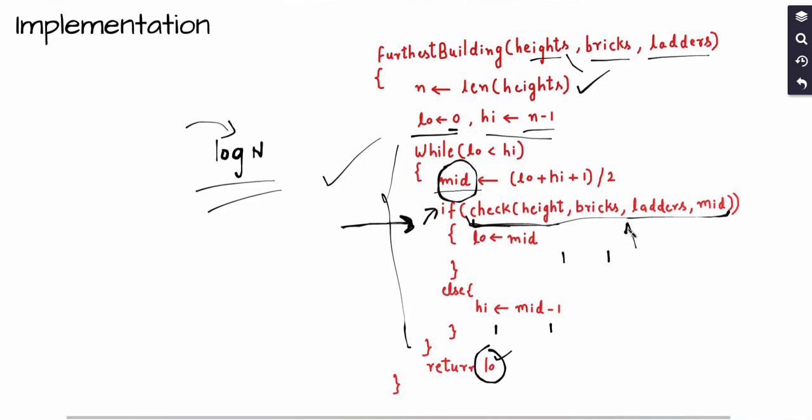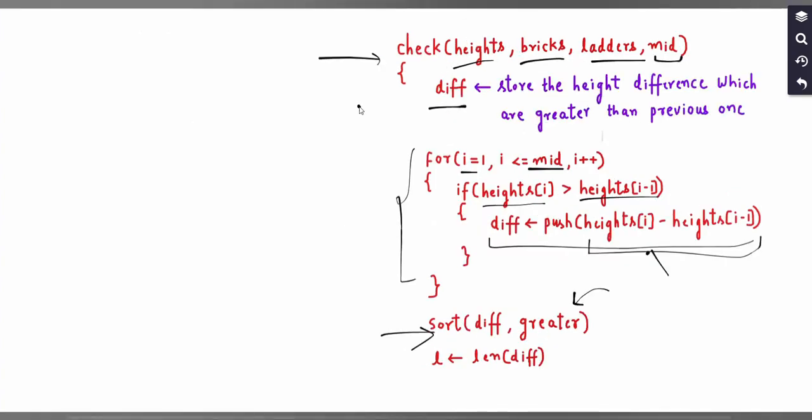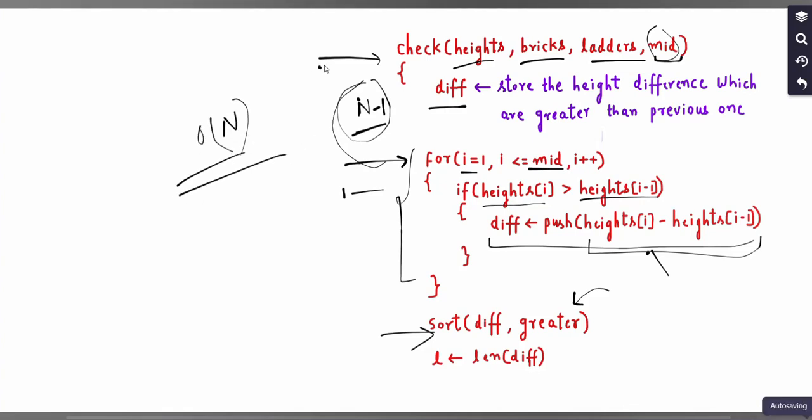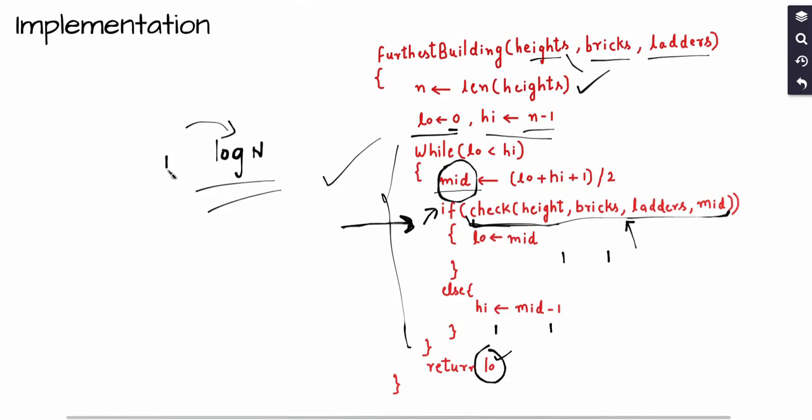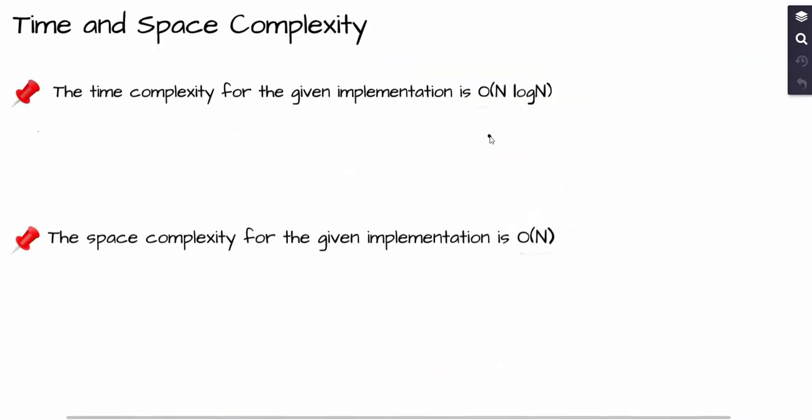So what is the complexity of this check function? We know that in this function, I can check for, let's say, the nth index, the n minus 1th index, and this loop iterates over all the indices from the first index till the index I am checking, which may go up to the last index, which will give me the time complexity of big O of n. So that is the time complexity for this function, which will give me the final time complexity of n multiplied by log n. So that's the time complexity for the binary search solution. While the space complexity is linear. Why? Because I'm using a difference array to store the differences of the heights in my check function.